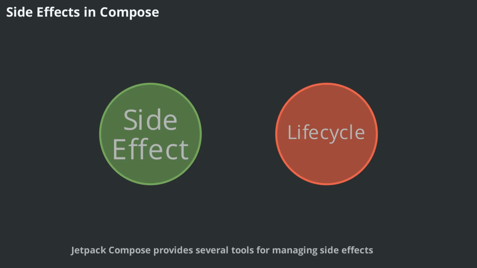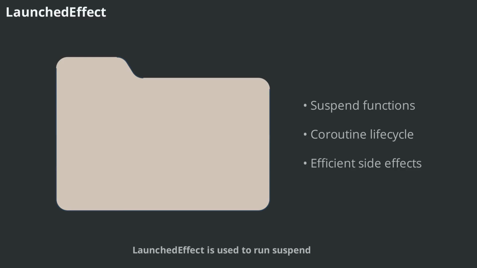Jetpack Compose provides several tools for managing side effects, such as launched effect, disposable effect, and remember coroutine scope. Launched effect is used to run suspend functions within the lifecycle of a composable. It triggers a coroutine when the composable enters the composition, making it ideal for tasks like fetching data or handling side effects based on changes in state.